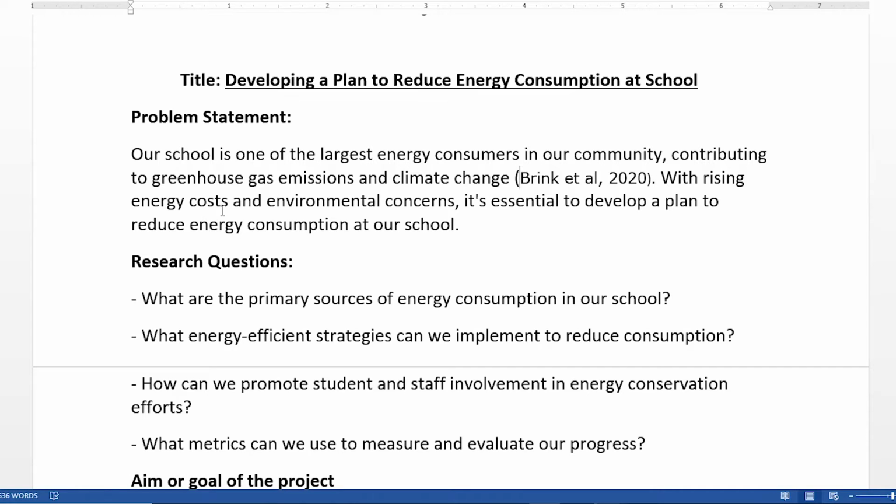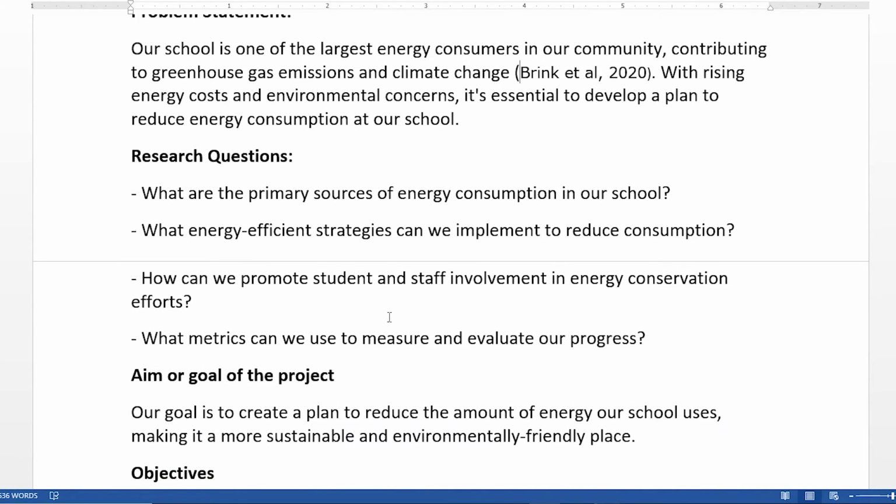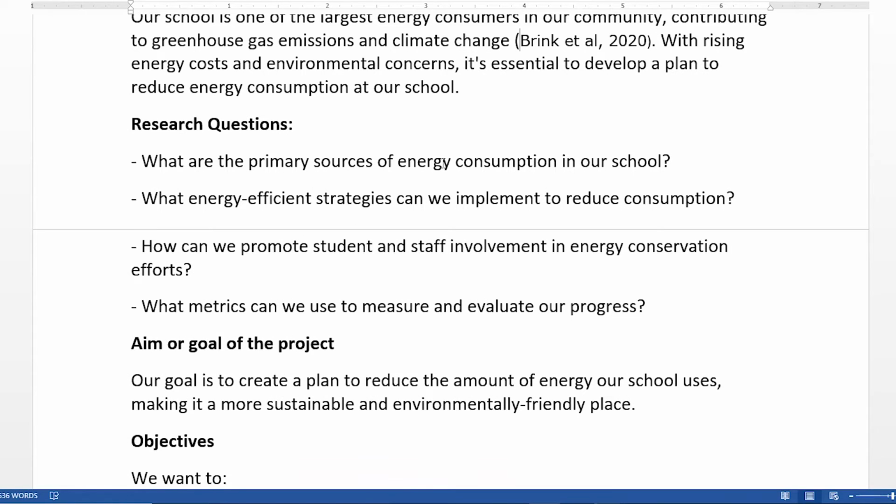With rising energy costs and environmental concern, it is essential to develop a plan to reduce energy consumption at school. And then these questions will guide the steps which we shall take. One is, what are the primary sources of energy consumption, what energy efficiency strategies exist, how can we promote student and staff involvement, and then what metrics can be used to measure and evaluate our progress. So answering these research questions will guide the steps that we shall take while carrying out this research.